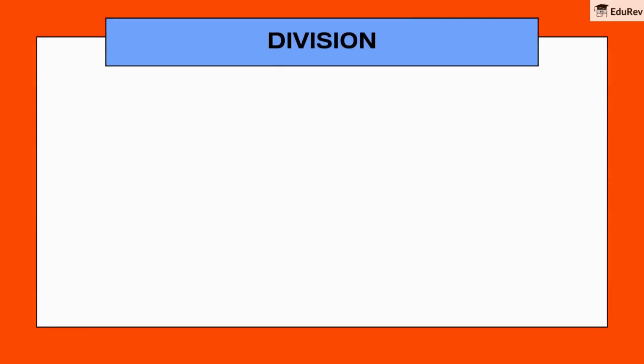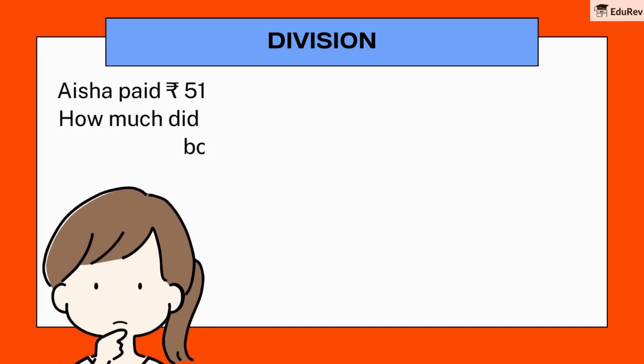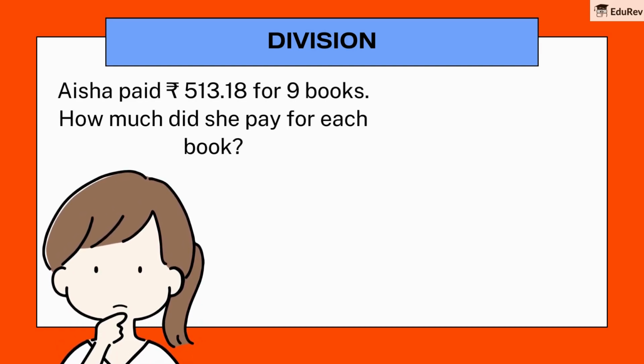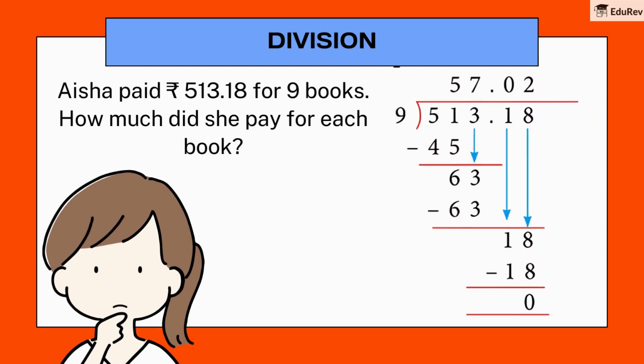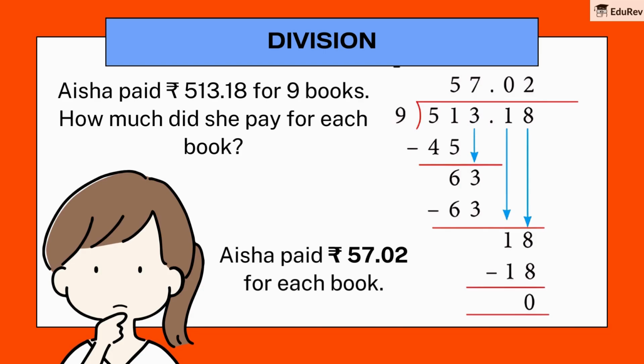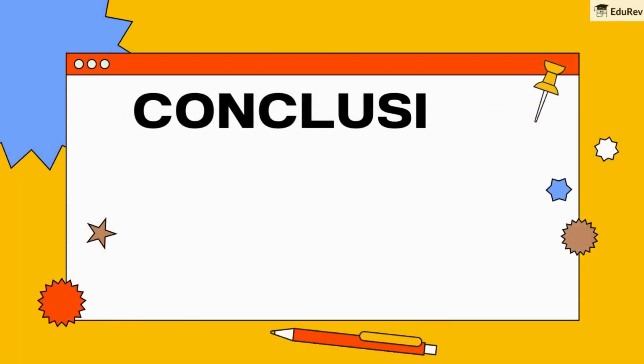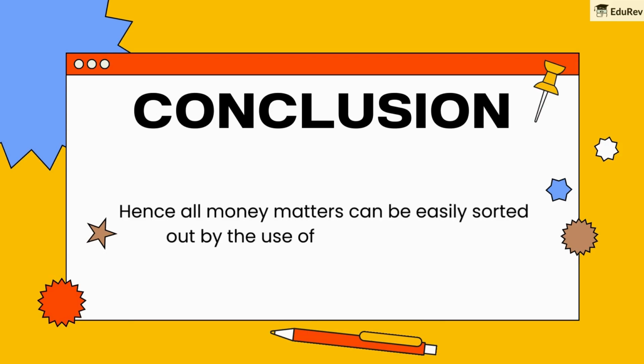The way we divide natural numbers, we can even divide decimals. Let us understand this with an example. Asha paid 513 rupees and 18 paise for 9 books. How much did she pay for each book? Arrange these and divide as follows. On division, we find out that Asha paid 57 rupees and 2 paise for each book. Conclusion. Hence, all money matters can be easily sorted out by the use of decimal numbers.